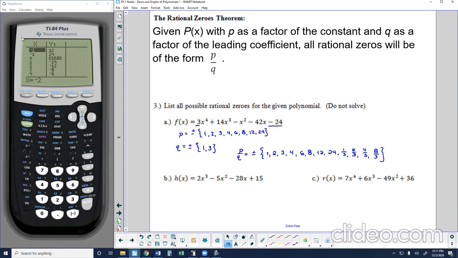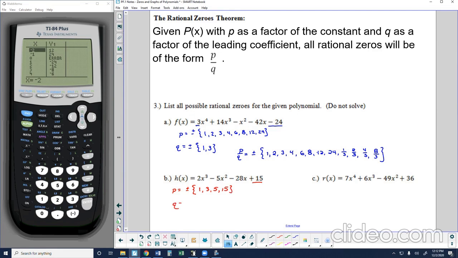Let's go ahead and take a look at another problem using the rational zeros theorem. In 3b, we're going to do the same thing. So we want to list the possible rational zeros. So P is factors of the constant, 15. So this could be plus or minus. We're going to find out that all of these cases are going to involve both positive and negative units. So plus or minus 1, 3, 5, and 15. Those are the only factors of 15.